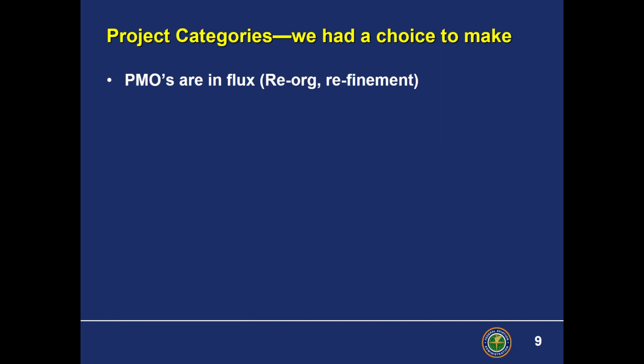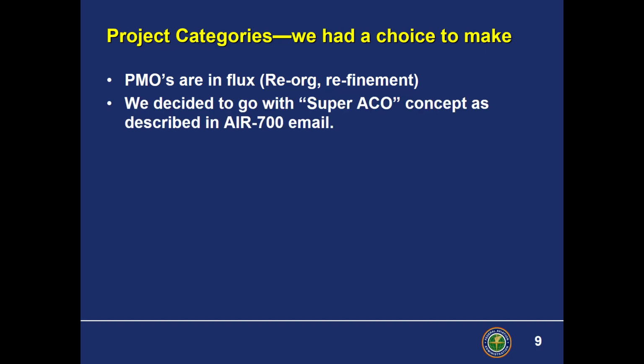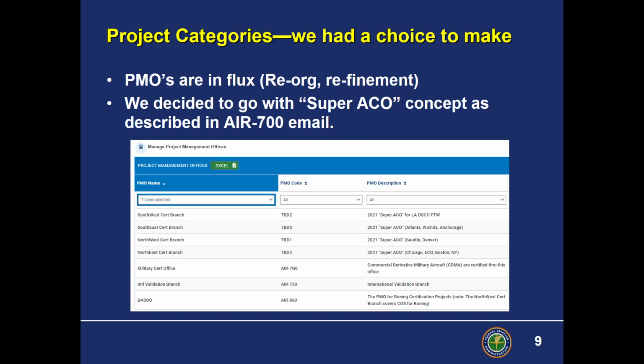So when we set up the database, we had to make some choices about the project categories. The PMOs are, as you're probably aware, currently a little bit in flux. We're going through a reorganization and a refinement. So we decided to go with the super ACO concept that was described in Lanscant's email earlier this year. And so what does that look like?